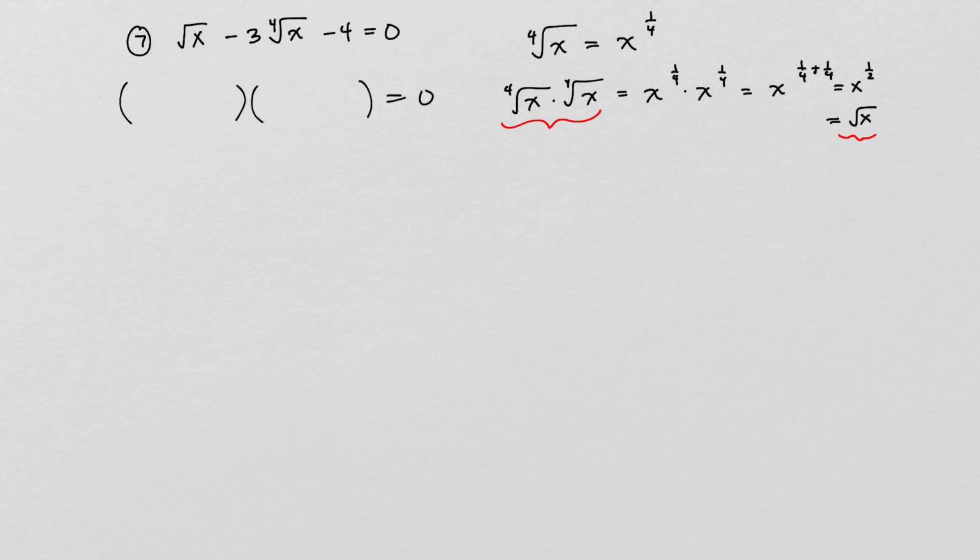So when you're trying to think about how you are going to get the square root of x, we're going to use the fourth root of x and the fourth root of x. And then we just need to focus on this number here. How do you get -4? Well, the factors that are going to work there will be -4 and +1. And once again, if you multiply out the outside terms and the inside terms, you'll notice that you get -3 times the fourth root of x. So now what we can do is we can set each of these factors equal to 0.